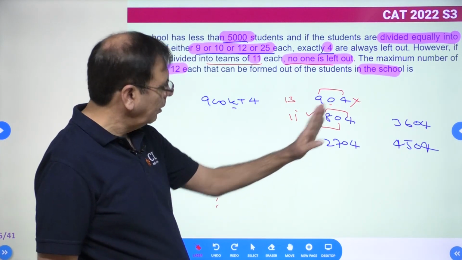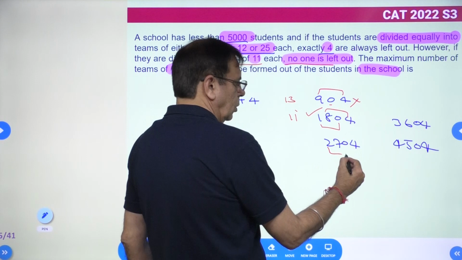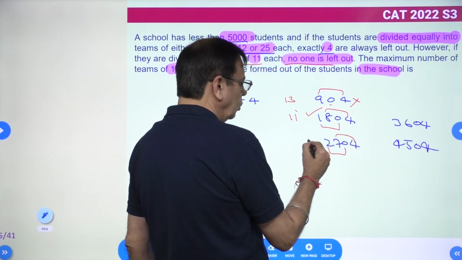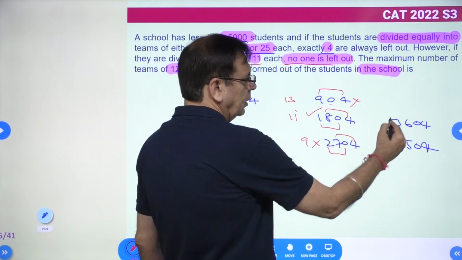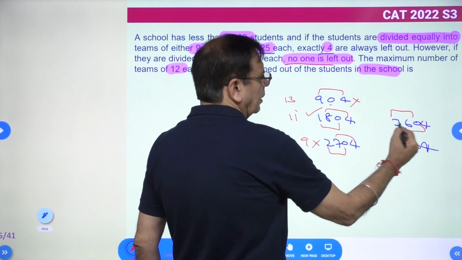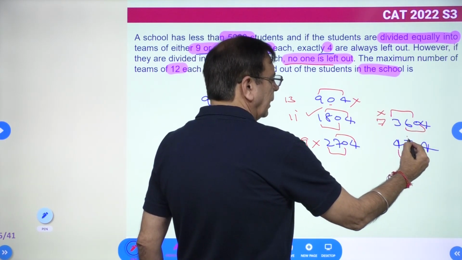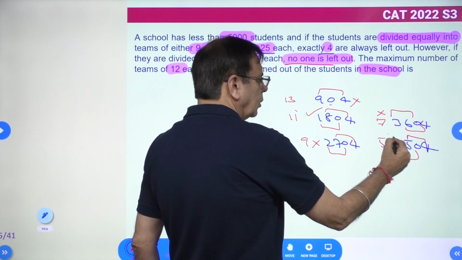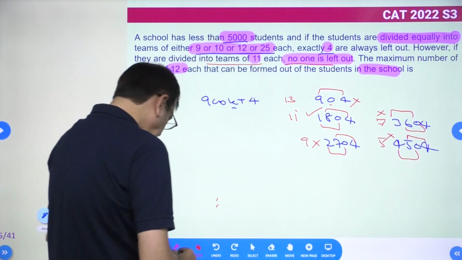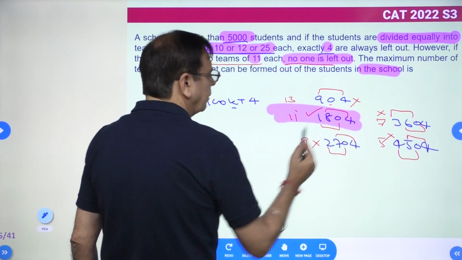Most will not be, but we'll check. 11 minus 2, 9. Not a multiple of 11. 10 minus 3, 7. Not a multiple of 11. 9 minus 4, 5. Not a multiple of 11. So the only multiple of 11 we have is 1804.